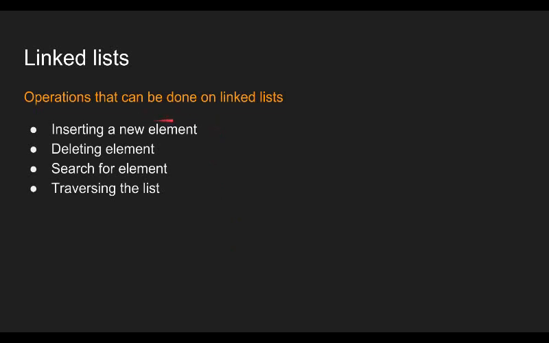Operations that can be done on linked lists are just like arrays. You can insert a new element, delete an element, and search for a specific element, just by traversing the whole list. We will see how to do these operations using C in the next part.